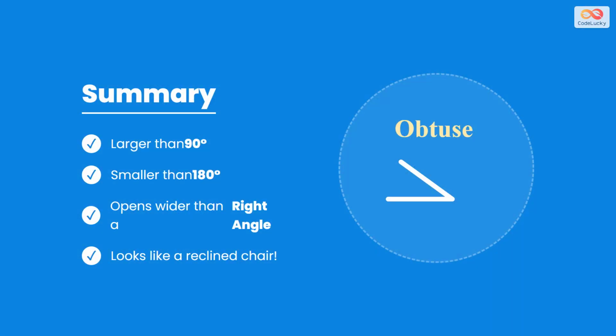To wrap up, remember these key points. An obtuse angle is larger than 90 degrees and smaller than 180 degrees. It opens wider than a right angle, like a reclining chair.